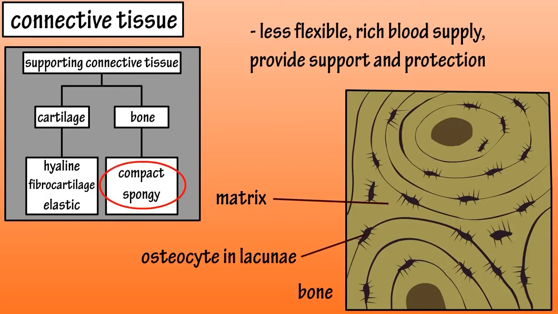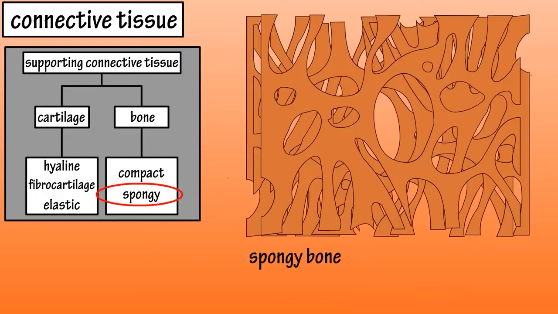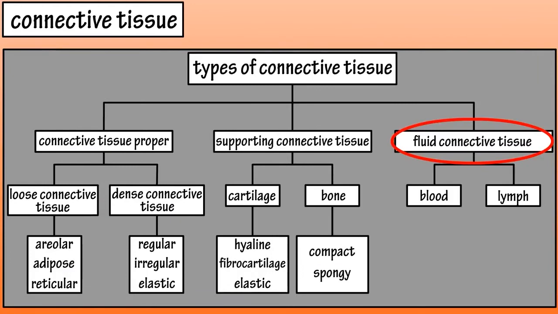There are two main bone tissue types, compact and spongy. Compact bone forms cylindrical structures called osteons, which look like rings, and they surround a central canal that houses nerves and blood vessels. Spongy bone has a lattice-like look to it, and it is located in the interior of a bone, and it is strong but lightweight. Next up is the third classification of connective tissues, fluid connective tissue, which also has two subgroups, blood and lymph.